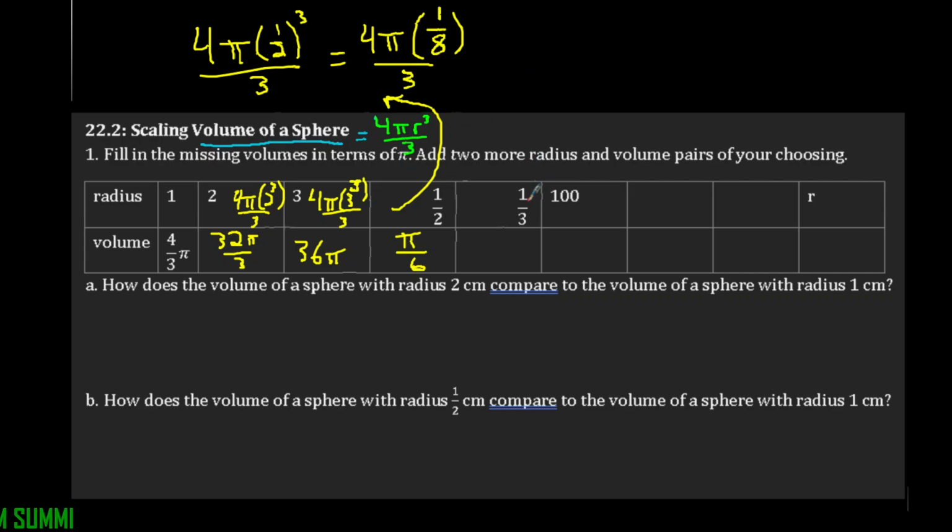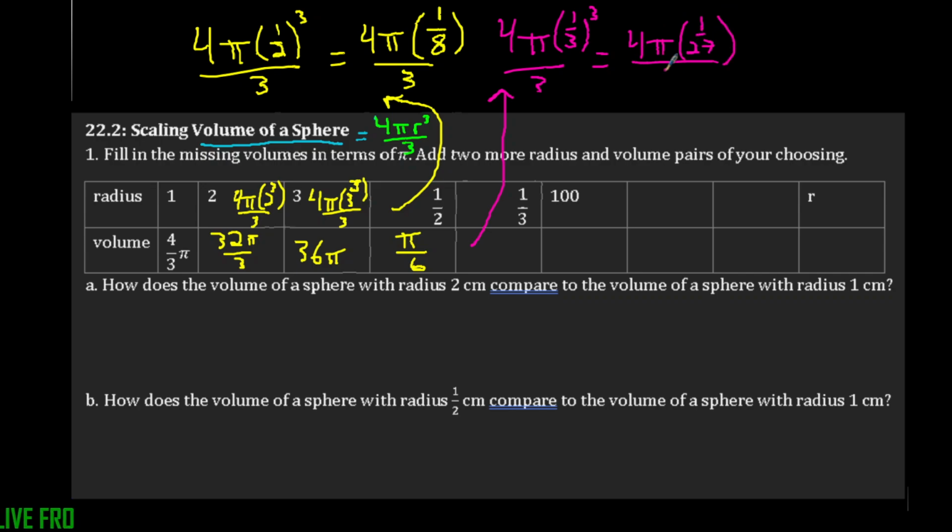And separately, for this one, same kind of idea. I'm going to say I have 4 pi times 1/3 to the third power over 3, which is the same as 4 pi times 1/27 divided by 3. Since I can't simplify that too much, for this one, what do I have here? I have 4 pi over 81, since 3 times 27 is 81.